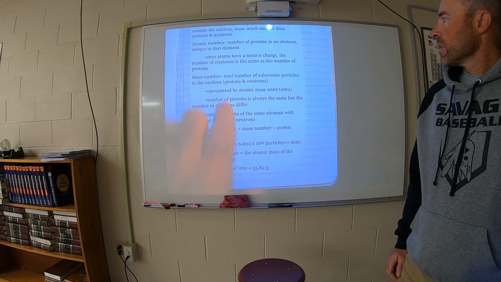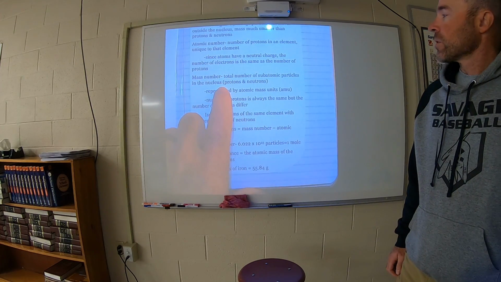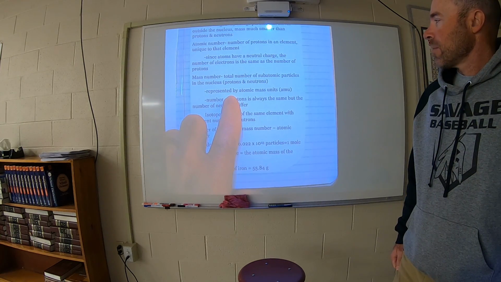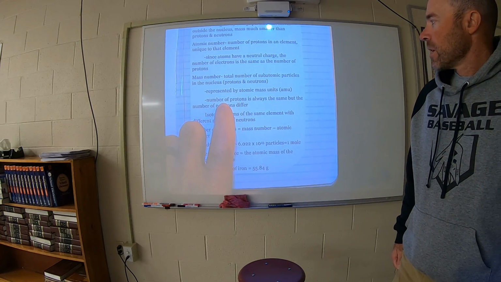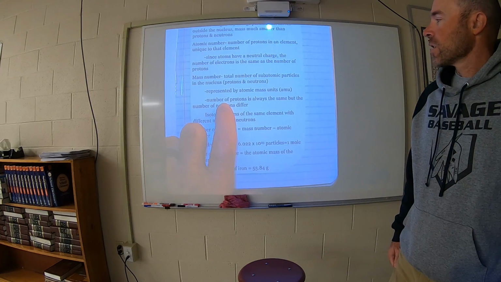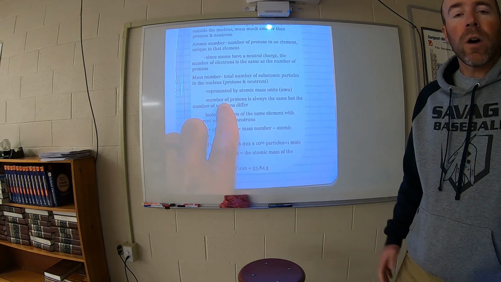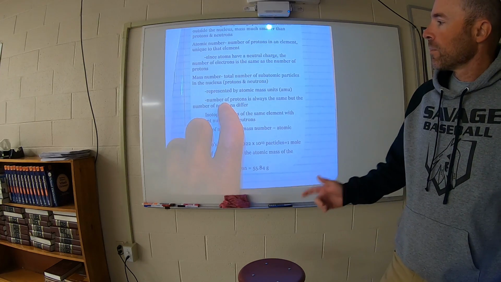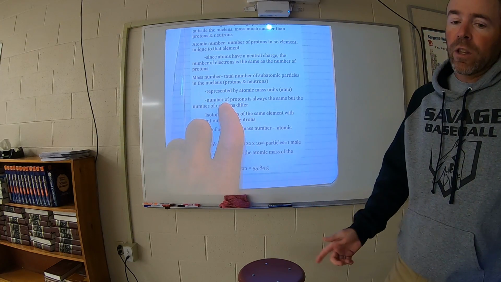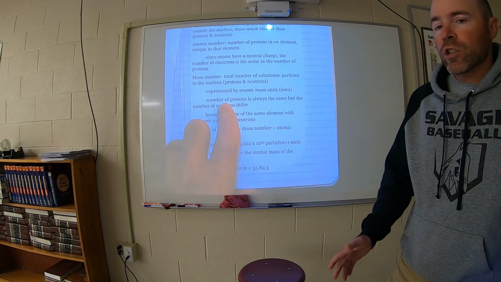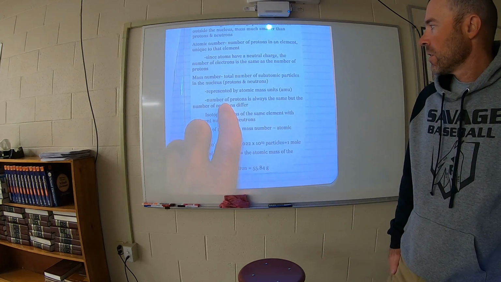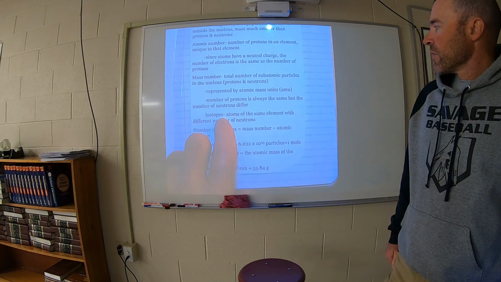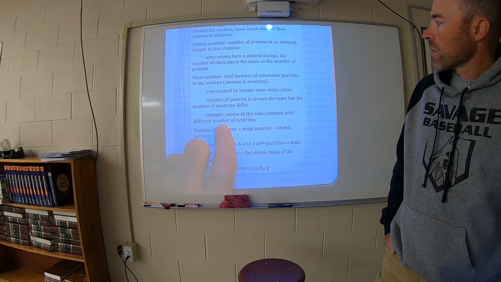The mass number is the total number of subatomic particles in the nucleus. It's the number of protons and neutrons, and that's represented by atomic mass units. The number of protons is always the same for a particular atom. Hydrogen has an atomic number of 1, meaning it always has 1 proton. If we give it another proton, it's no longer hydrogen, it's something different. But the number of neutrons can change. Atoms of the same element with different numbers of neutrons are called isotopes.